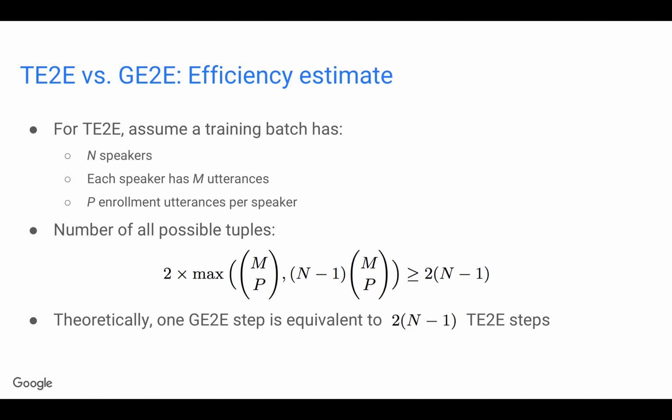Otherwise, we are going to get a trivial solution, which is that all the utterances will have the same embedding. In the paper, we did some theoretical analysis on the efficiency of tuple end-to-end loss versus generalized end-to-end loss. The conclusion is that if one training batch has N speakers, theoretically, one generalized end-to-end step is almost equivalent to 2 times N-1 tuple end-to-end steps, which is a huge efficiency gain.